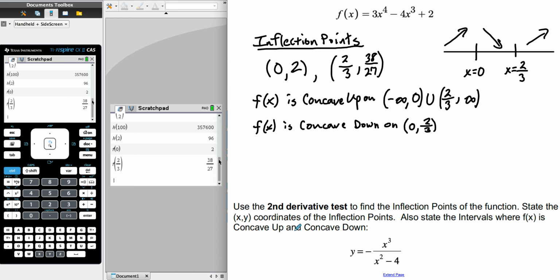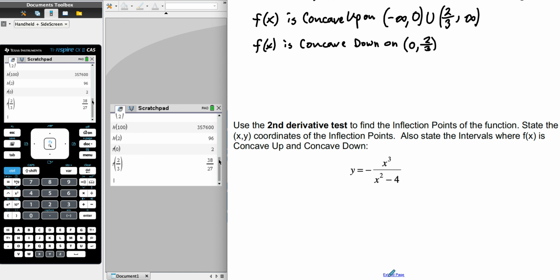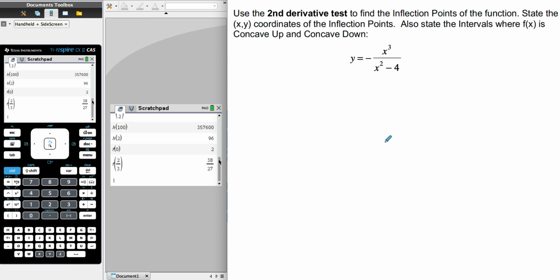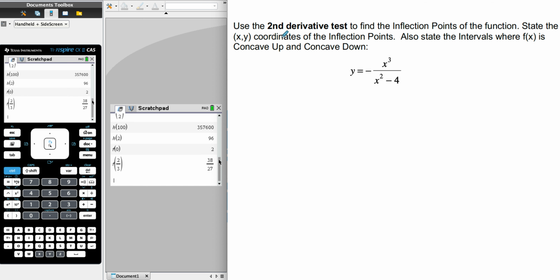Let's try a harder one, and one that maybe doesn't alternate, and let's look at it again. Okay, so here's our second problem. Use the second derivative test to find the inflection points. Same as before, but now we have a fraction here with some x in the denominator, which will mean this will have some vertical asymptotes and it'll be slightly different.